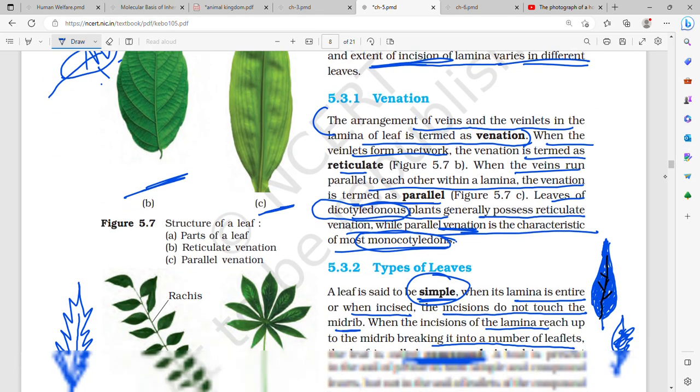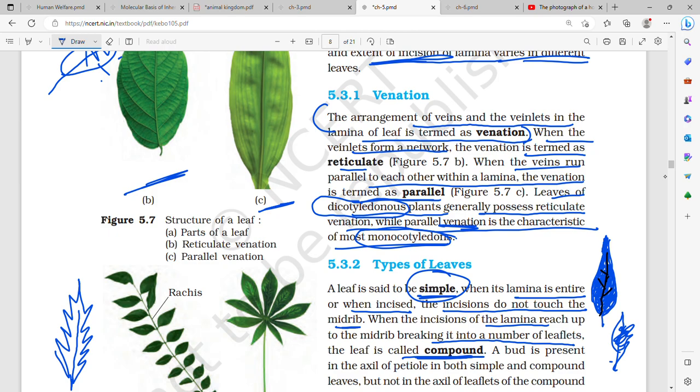Then we come to venation. The arrangement of veins and veinlets in the lamina of a leaf is called venation. When the veinlets form a network, then the venation is called reticulate venation. So like this, if the veins and veinlets form a network, it is called reticulate venation.